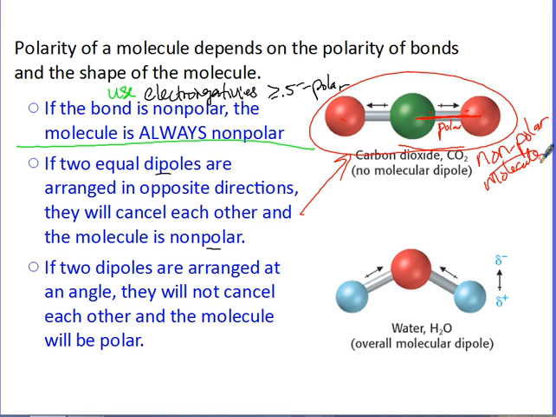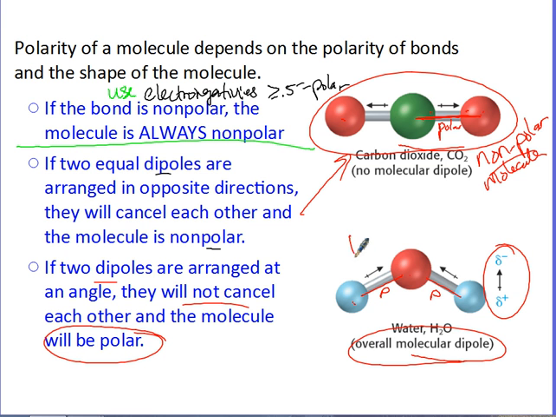I can have 2 dipoles though that are not canceling each other out. If they don't cancel each other out, then the molecule overall will be polar. And water is one that's a polar molecule. I have oxygen with hydrogen, and this bond is polar. But you can see they're not exactly equal. They're both pulling, but not on opposite sides. This one's not pulling opposite here. It's pulling in kind of the same direction. So overall, I do have a charge, an overall molecular dipole. So I would call this a polar molecule.